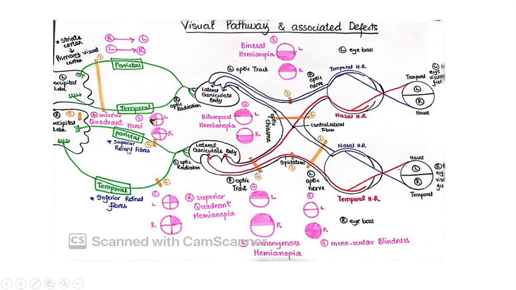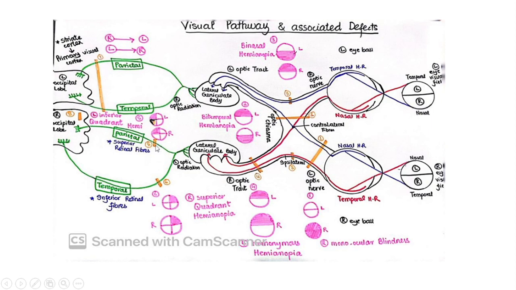So as we already discussed, this is the left, this is the left, and this is superior and this is inferior. So this is going to be left and inferior, we shaded it here, and this is left and this is inferior, so we shaded it here. So this becomes left inferior quadrant hemianopia.